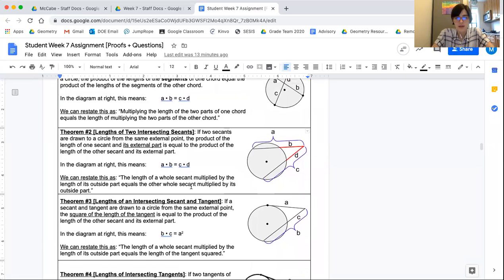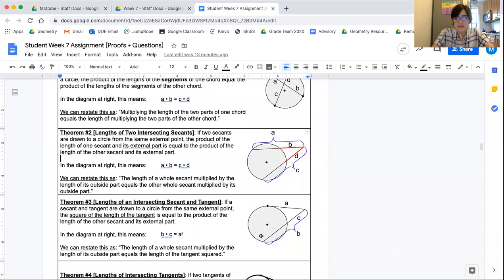Theorem 3 is about the lengths of an intersecting secant. Secant goes through the circle and extends out, and tangent, something external to the circle. So this right here is our tangent, this is our secant, and they intersect right here. This theorem says B, the full length of our secant, times C, the external length of our secant, equals A squared.